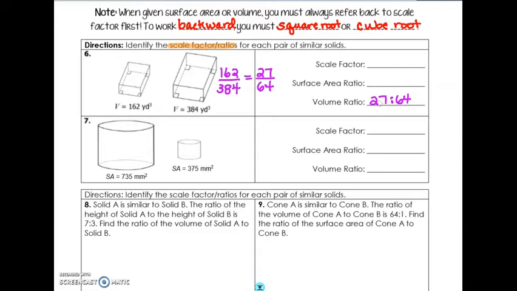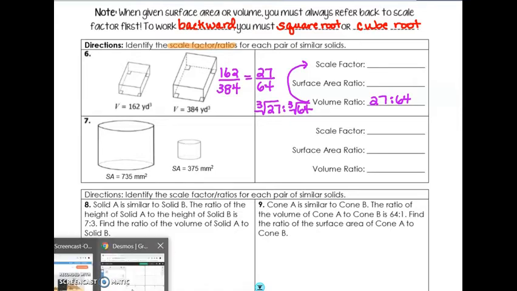To work backwards, we have to go to the scale factor first. I can't go straight to the surface area because surface area is a squared to b squared. I don't know what a and b are yet, so I'm going to solve for it by working backwards. To work backwards, I do the cube root because volume is a cubed to b cubed. I have to do the opposite operation. So I do the cube root of 27 and the cube root of 64.